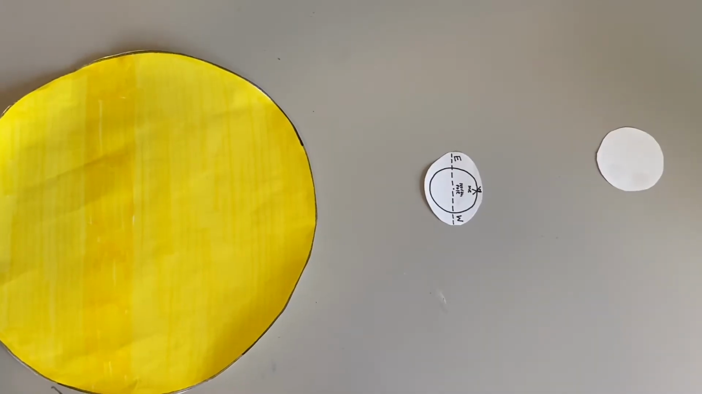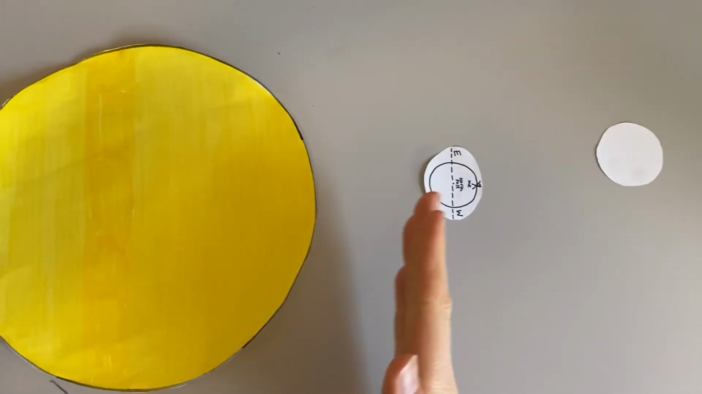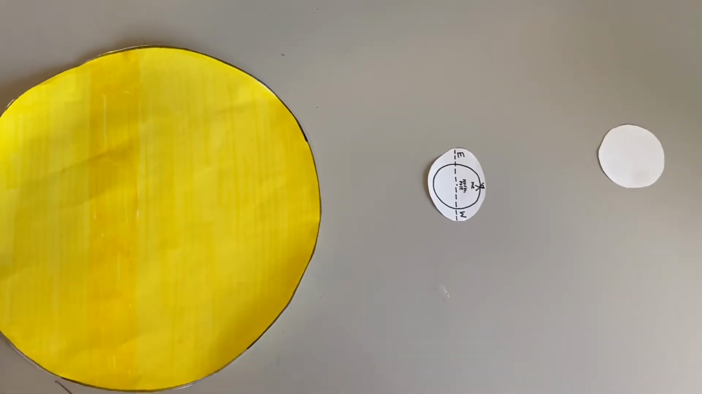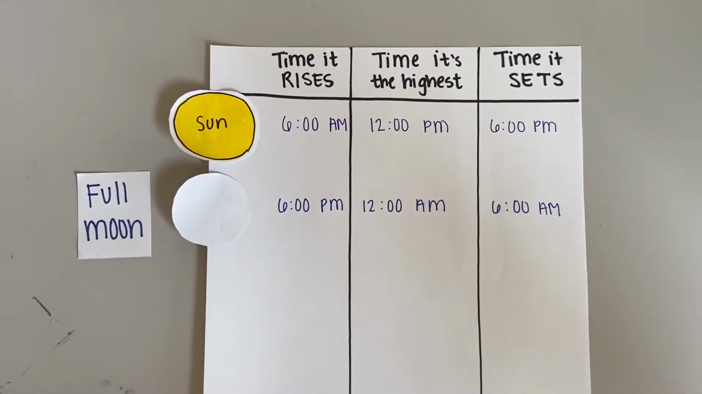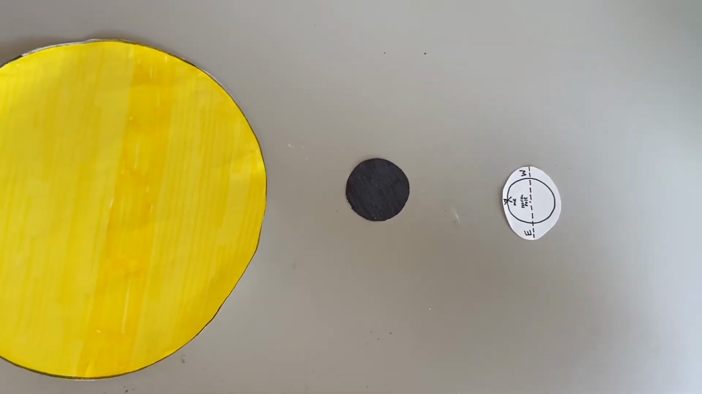And you can see in this model, the sun is behind us, below our horizon, which is why this is going to be nighttime and only the full moon is visible. So the sun and the full moon have opposite schedules, so you won't ever see them out at the same time. Now let's look at the opposite case, the new moon.